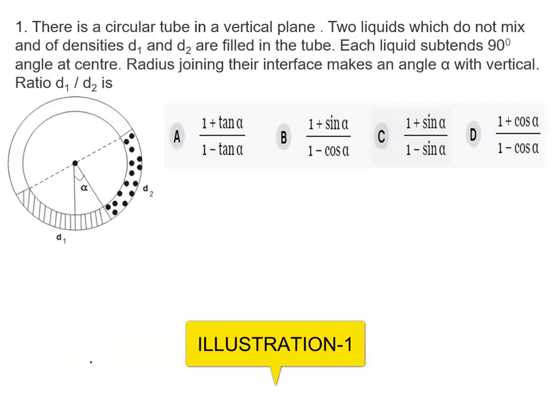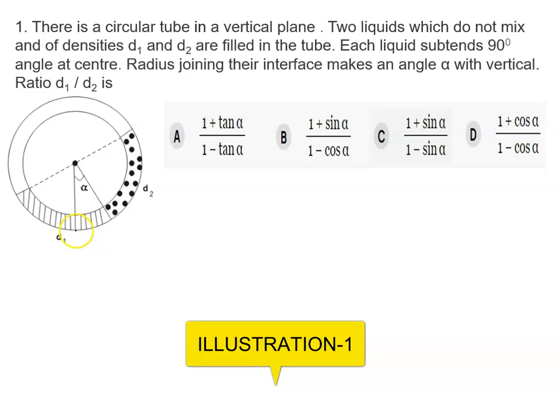There is a circular tube in a vertical plane. Two liquids which do not mix, of densities d1 and d2, are filled in the tube. Each liquid subtends a 90-degree angle at the center. The radius joining their interface makes an angle alpha with the vertical. We have to find the ratio of density 1 by density 2.